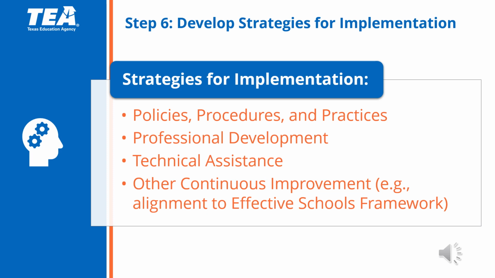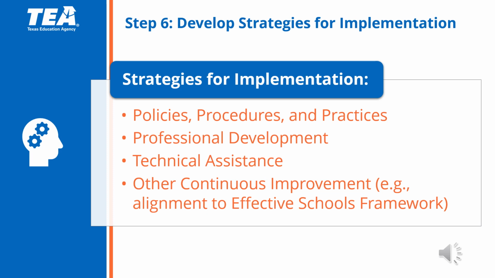Step 6, develop strategies for implementation. Using the root causes selected to address through strategic action, the LEA should describe strategies for implementation that are designed to support the LEA in achieving the annual goal. Strategies for implementation are reportable actions that will be taken by the LEA during the year. For each annual goal, the LEA will create at least one strategy for implementation. The strategy for implementation should be a short description of the action that will be taken by the LEA staff.